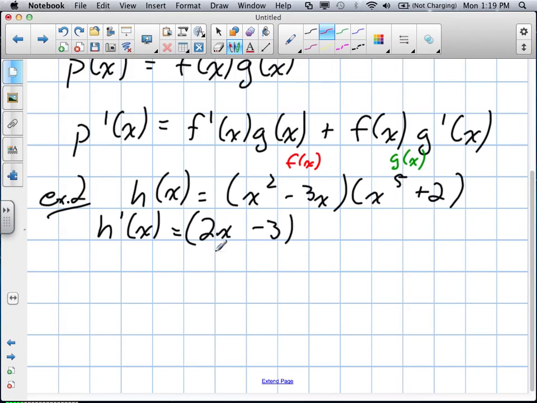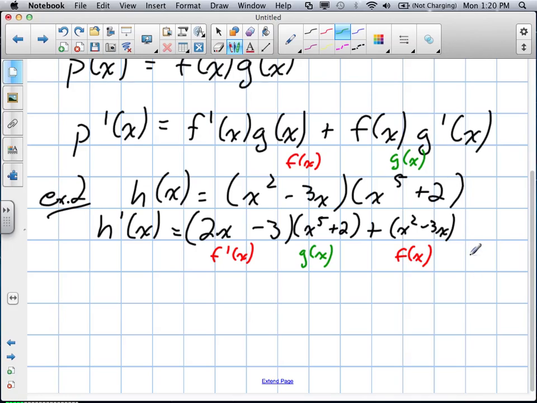I'll write that below. That's technically f prime x. And then we still have our original g at x, which is x to the power of 5 plus 2. So that's times our original g at x. But now we have to add our original f at x, which is x squared minus 3x. So that's our original f at x times our g prime, so our derivative of g at x.